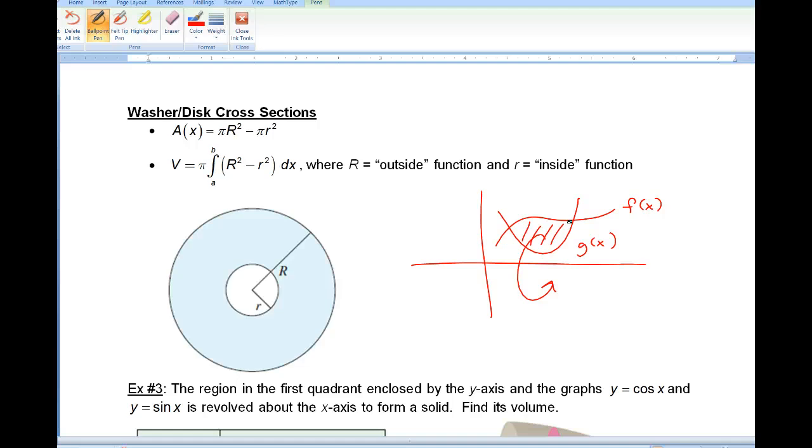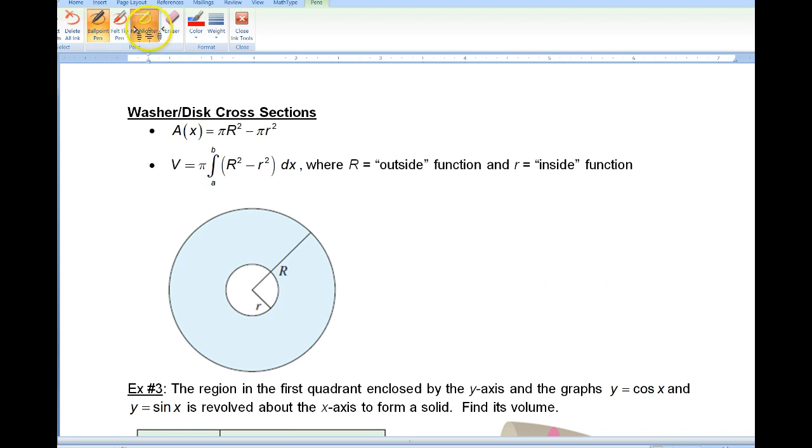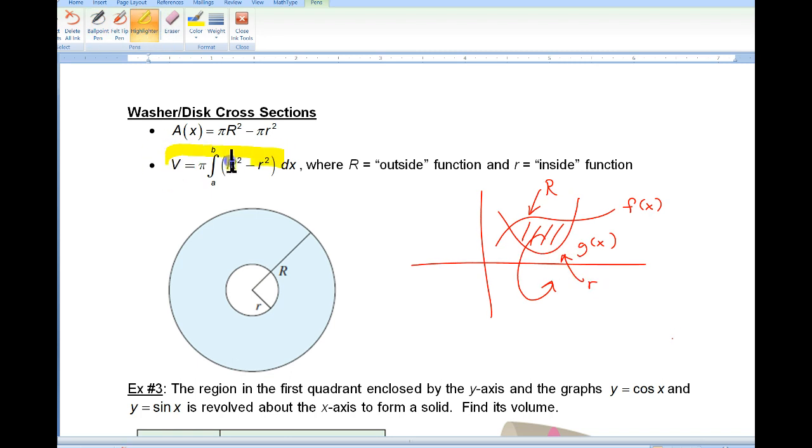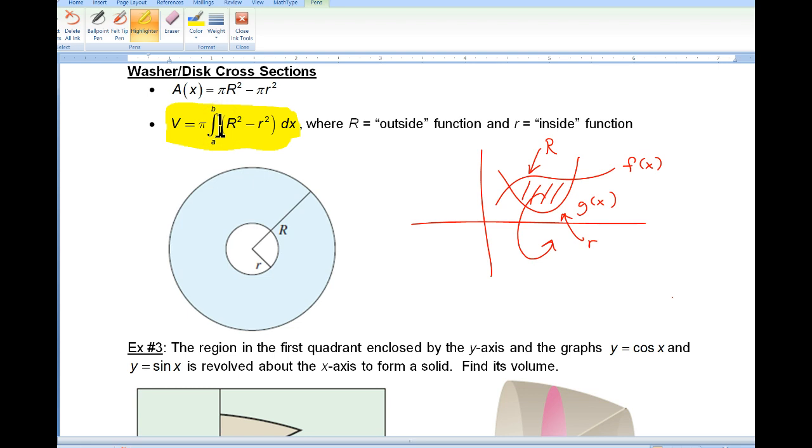We actually have an outer radius. So imagine if we're rotating, the upper curve becomes the outside radius, and the inside curve becomes the inside radius. So we actually have two radii. This is big R, this is little r. So our formula becomes big R squared minus little r squared. It's exactly the same as what we just did, except that we have 2 functions to consider.